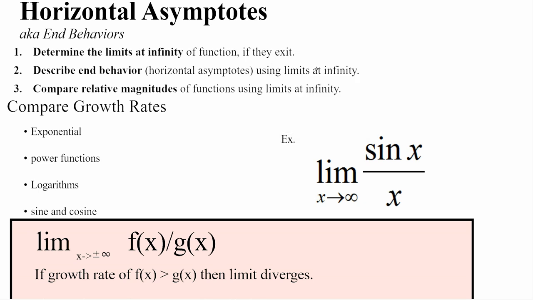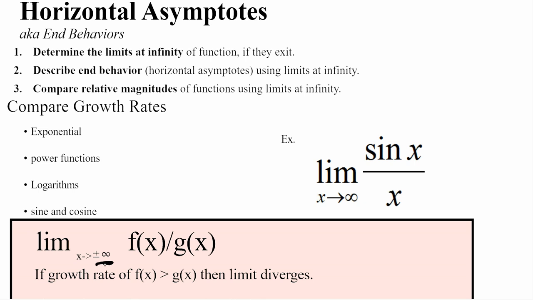Okay, we're going to talk about horizontal asymptotes, aka end behaviors. What we're going to do is determine the limits at infinity of a function if they exist, describe the end behavior, and compare the magnitudes of the function. All right, so here we go. When you're trying to find end behaviors or horizontal asymptotes, in reality what we're finding are limits that approach infinity.